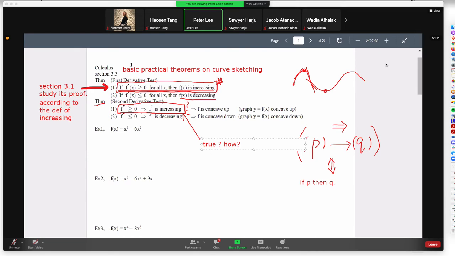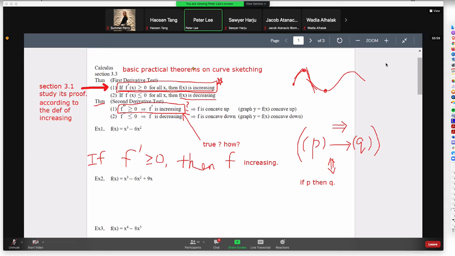Okay. Class, let me write this here. If f prime is greater than 0, then what is true? Then f is what? f is an increasing function. Okay, right? f is increasing. That is, f is an increasing function.